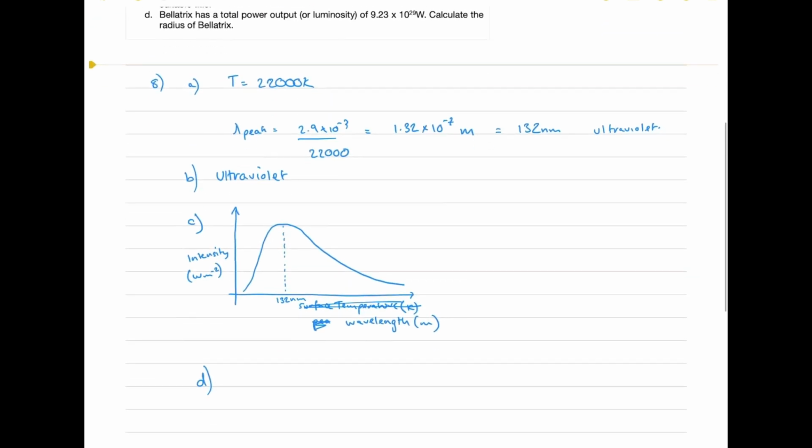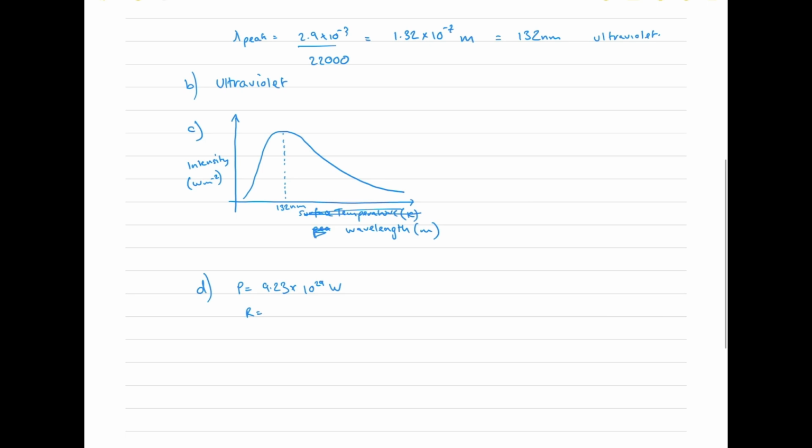Bellatrix has a total power output or luminosity of 9.23 times 10 to the 29 watts. Calculate the radius. We want to find out what the radius is. So power equals sigma 4 pi r squared, temperature to the power 4. So 9.23 times 10 to the 29 equals 5.67 times 10 to the minus 8. That's our constant. Times 4 times pi times r squared times 22,000 to the power 4. So we're going to rearrange for r squared, but let's just do this first.